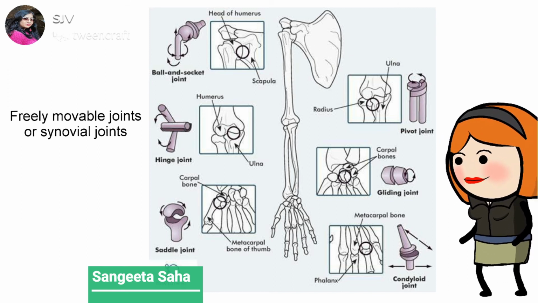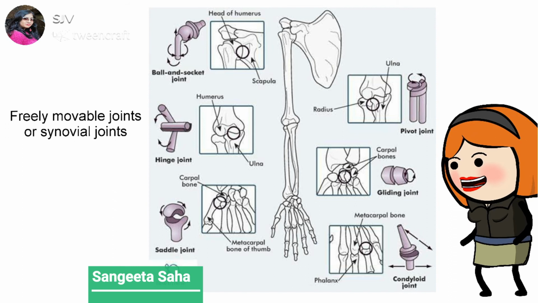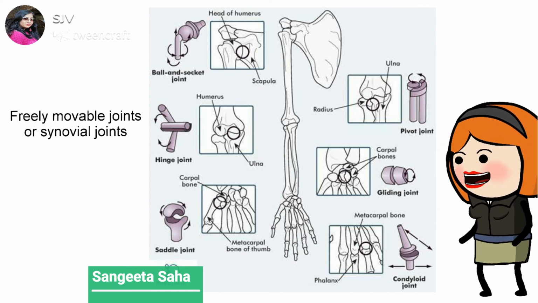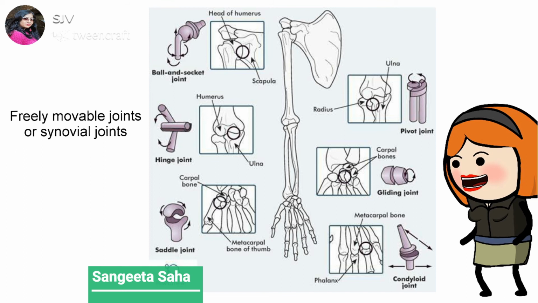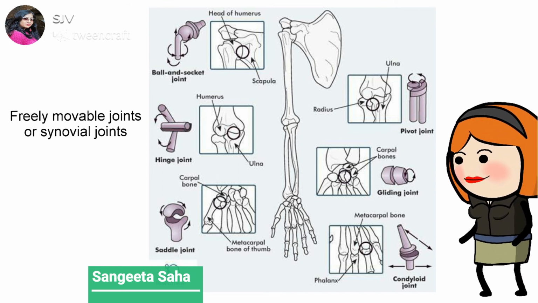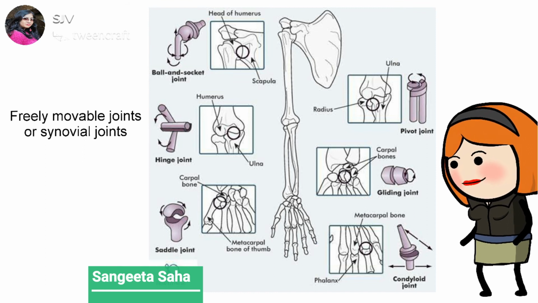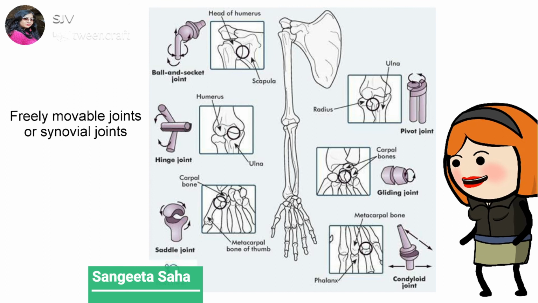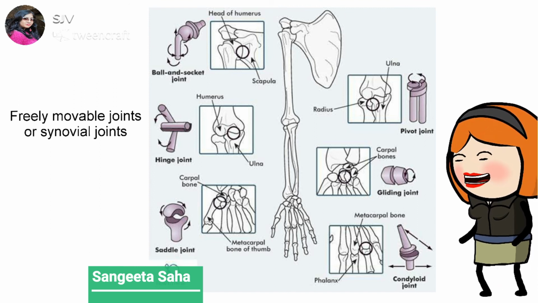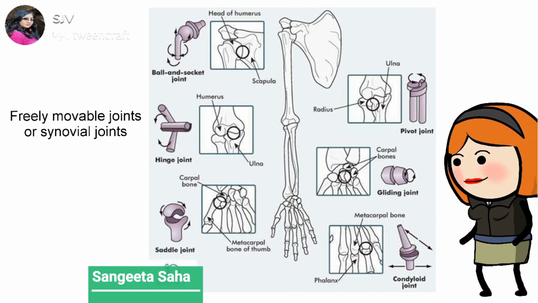Next type of synovial joint is the condyloid or the ellipsoid joint, where an oval-shaped condyle of one bone fits into an elliptical concavity of another bone. It is similar to a hinge joint, but it permits movement in two planes, mind it. The joints between the metacarpals and phalanges, and the wrist joints, are the examples of condyloid or ellipsoid joints.